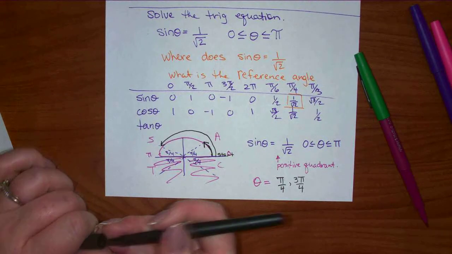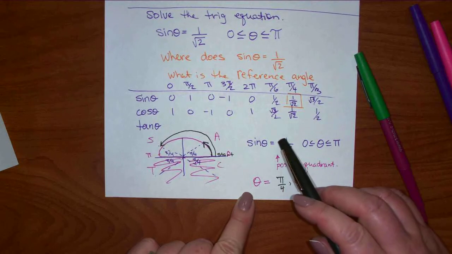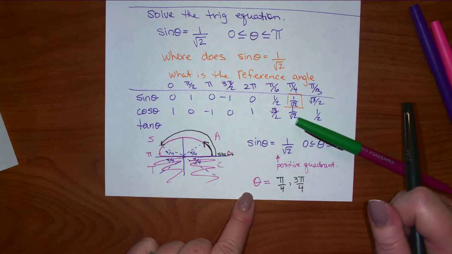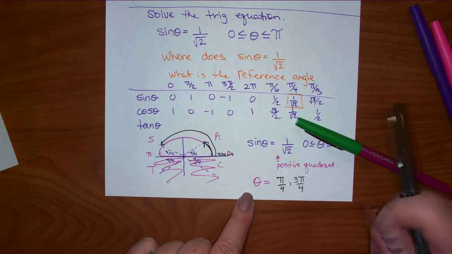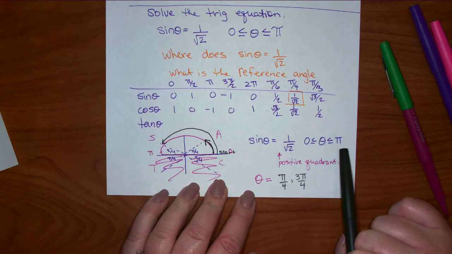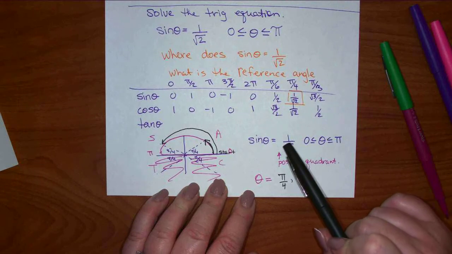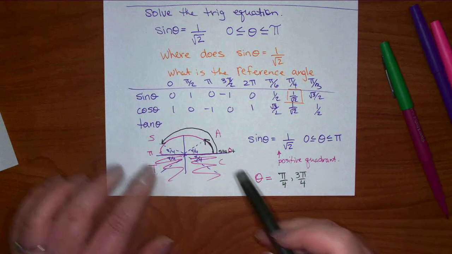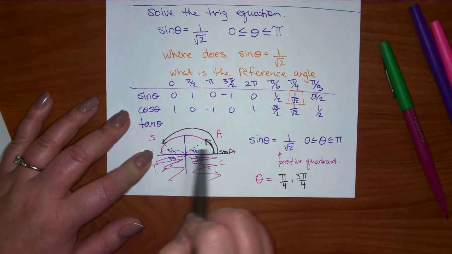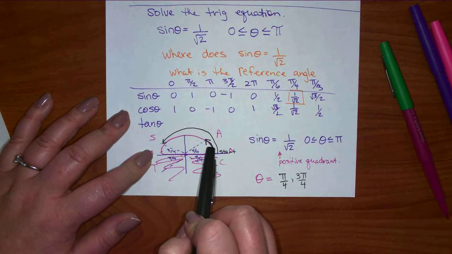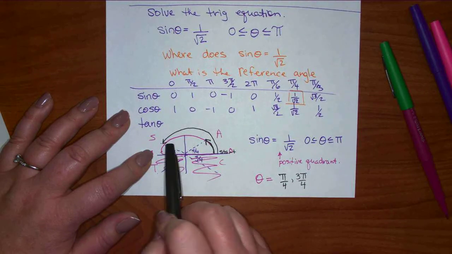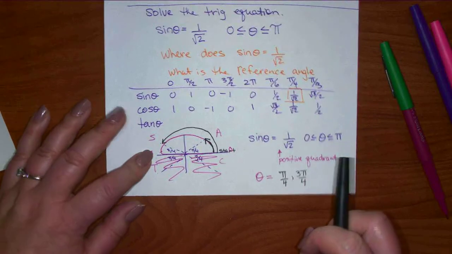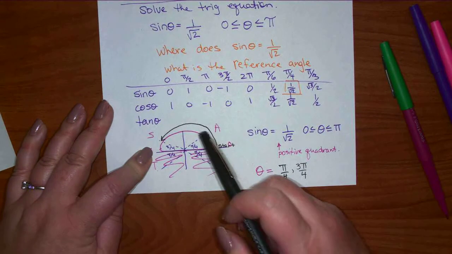What if I had said the same question, but I put a negative sign here? The same question with the same interval, but I put a negative here. Start at the bottom. No, just go down. No, because between 0 and pi is these two quadrants only. Sine is positive both here and here, so there'd be no solution. Right? You can't have a negative in one of these two.